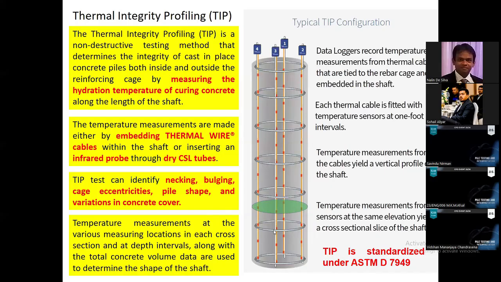cage. There are actually two methods. One is this method, known as method B, where you fix the wires with thermal sensors to the rebar cage. Each wire has a thermal sensor. It can detect the temperature, right?